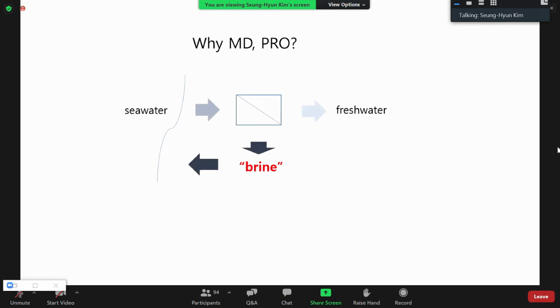Why did we choose membrane distillation and pressure-retarded osmosis? It's because they are good for brine treatment. This figure shows the primary process of seawater desalination. Seawater desalination produces fresh water, but it also produces concentrate. We call it brine because of its high salinity level. And this brine is discharged back to the ocean. And there are some concerns about the impact of this brine discharge on the marine environment.